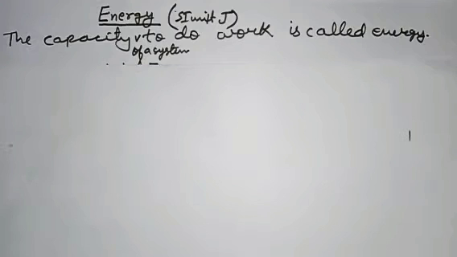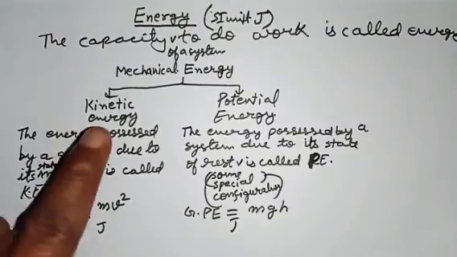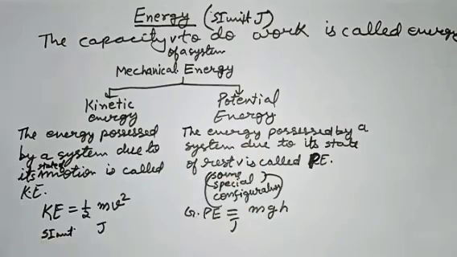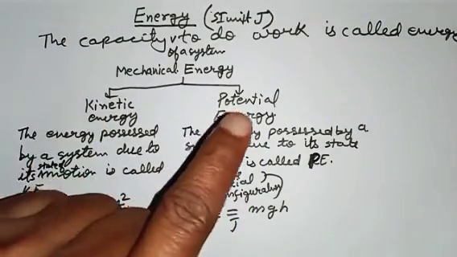If the system has energy, it will do work. If a system does work, it converts one form of energy into another form of energy. So basically we have several types of energies, but for a mechanical system we can define energy into two categories. So here is mechanical energy. It can be divided into two parts because both together form mechanical energy: one is kinetic energy, the other is potential energy.